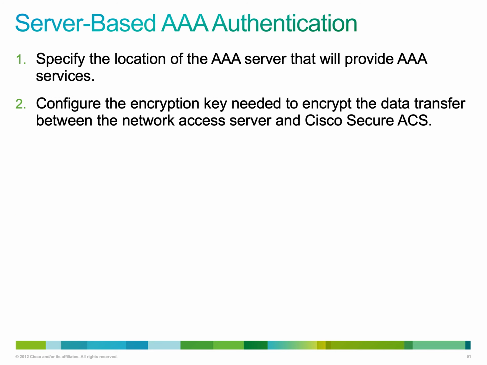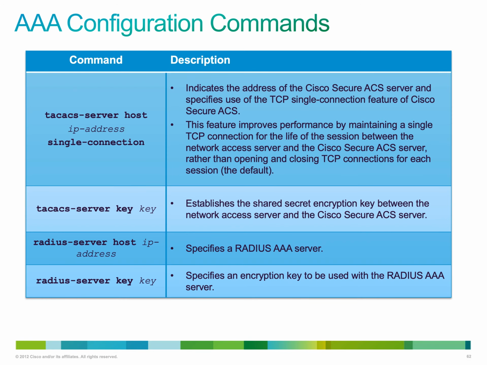Okay, we're going to look at each of these one by one. Now, server-based AAA authentication specifies the location of the AAA server that will provide AAA services. Also, configure the encryption key needed to encrypt the data transfer between the network access server and the Cisco Secure Access Control Server. Okay, so here are some AAA configuration commands that you can type for the IP address, for the key, and so on and so forth.